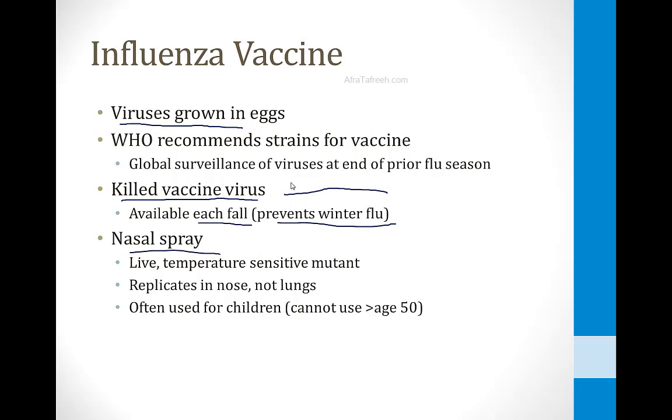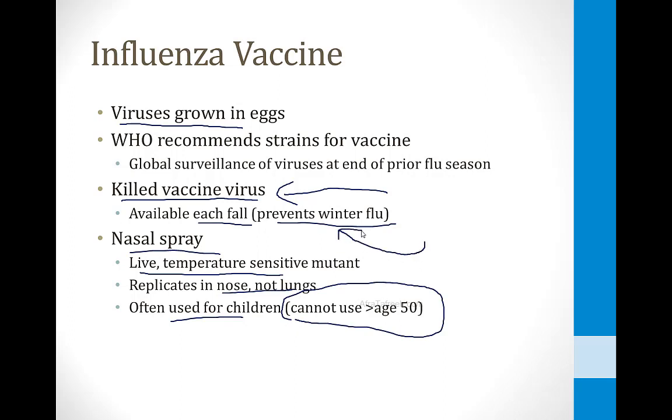Most people get a shot of this killed virus vaccine, but there is a nasal spray vaccine available. It's a live temperature-sensitive mutant. It'll replicate in the nose, not in the lungs, and this is sometimes used for children who don't want to get the injection. It can only be used in limited circumstances. It's not recommended for adults over the age of 50, and most people receive the injectable killed virus vaccine.